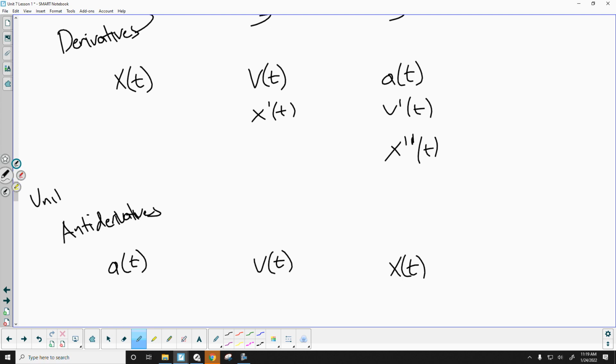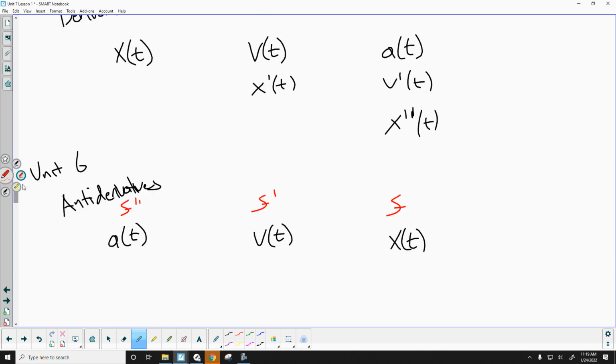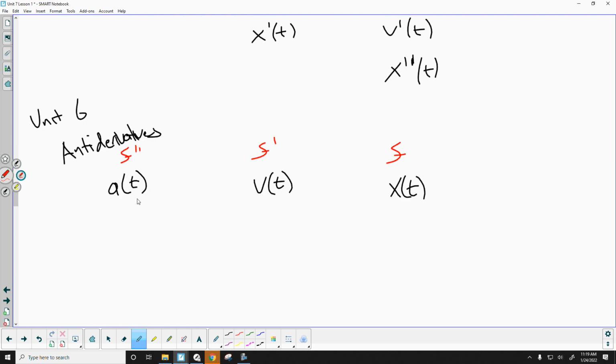In the last unit that we just learned, we would take F double prime and turn it into an F prime and then turn it into an F. Well, we might have a situation where I'm given an acceleration equation. We know that's X double prime or V prime. And I want to turn that into X. Well, let's take the antiderivative. You'll get there. The antiderivative of A is V. The antiderivative of V is X.